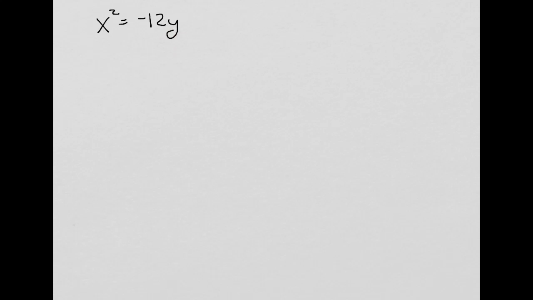We can also tell that the x term is squared, so the quadratic term is the x term. That means that this parabola is going to open either up or down. And then lastly, we notice the negative here, so that narrows it down. So we know that this is a parabola that is going to open down. And the vertex is at the origin.